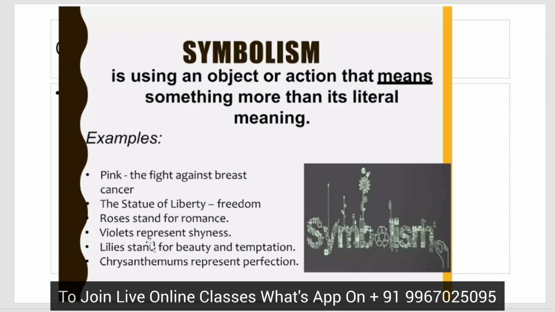That is symbolism. For example, pink, the fight against breast cancer. Now, pink is definitely a color, right? However, here it meant fight against breast cancer, because breast cancer happens in females, and that is the reason they have chosen a color which signifies a gender. Okay, the Statue of Liberty, it's a statue. However, it is signifying freedom. Roses stand for romance. Violets represent shyness. Lily stands for beauty and temptation. This is what symbolism does.